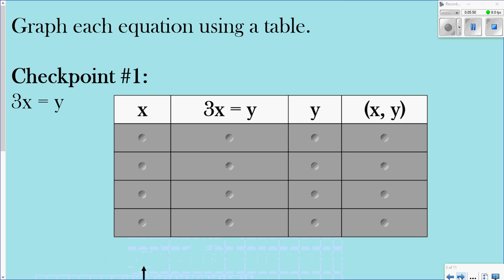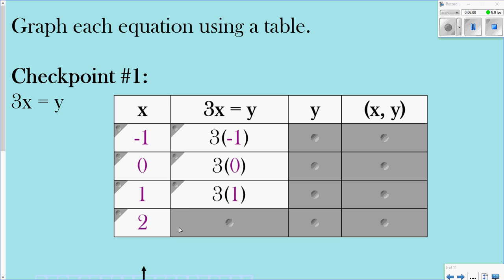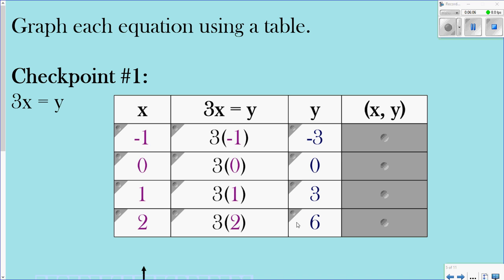Okay, let's go on to the next one. We got 3x equals y. So again, these are my x's that I chose. I plugged it into the equation, 3x. I found my y. And then I put it into the xy coordinate form.